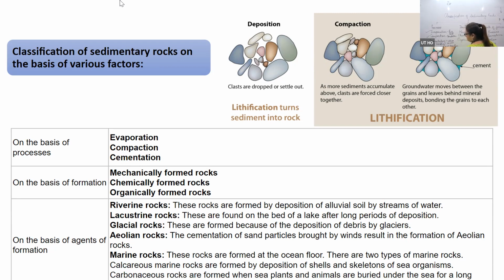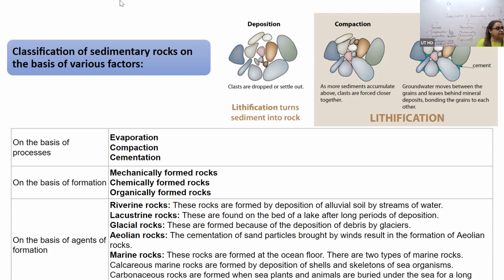Cemented. So this is cementing. So what is evaporation, compaction, cementation? Evaporation kya hai? Rock salt. How is it formed? Evaporation of water. Evaporation of seawater.